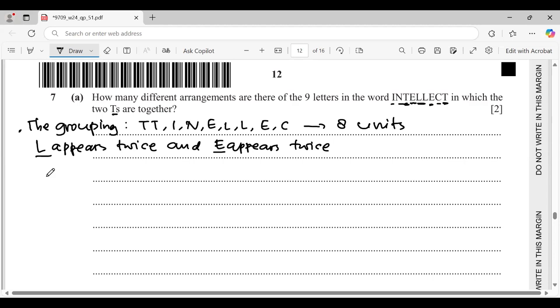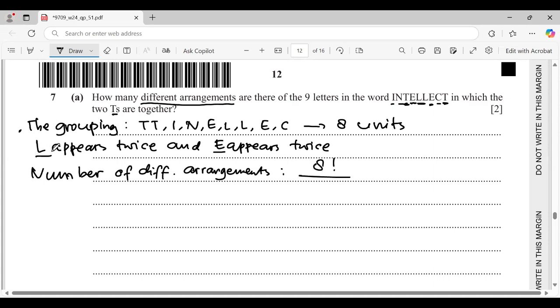So we can state that the number of different arrangements based on this question, we can determine through 8 factorial over, this is L as 2 and E 2 as well. 8 factorial over 2 factorial times 2 factorial. And if you calculate this, it is 40,320 over 2 times 2, 4. And the result is 10,080. This one. Next question.